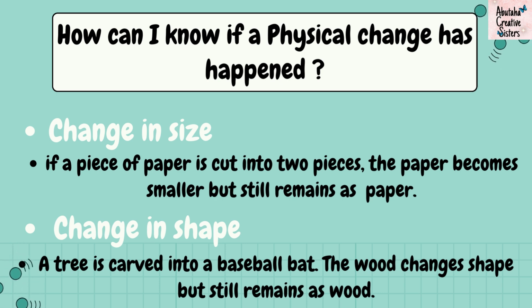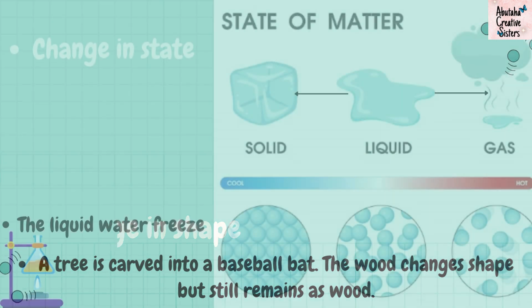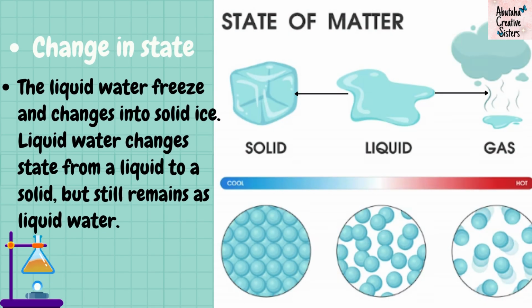Change in size. If a piece of paper is cut into two pieces, the paper becomes smaller but still remains as paper. Change in shape. A tree is carved into a baseball bat. The wood changes shape but still remains as wood. Change in state. The liquid water freezes and changes into solid ice. Liquid water changes state from a liquid to a solid, but still remains as water.